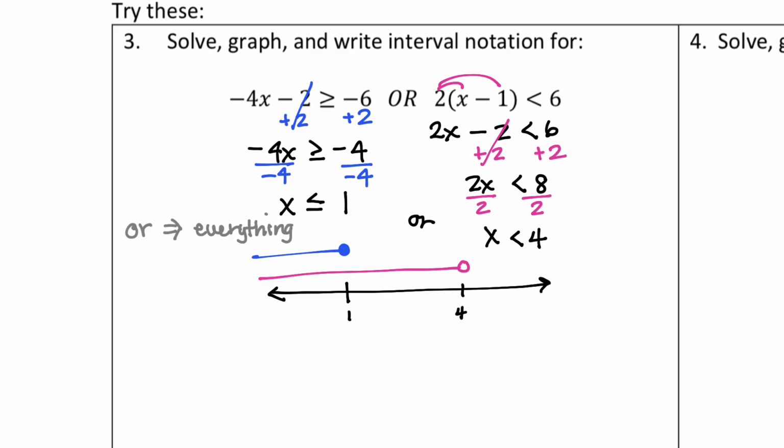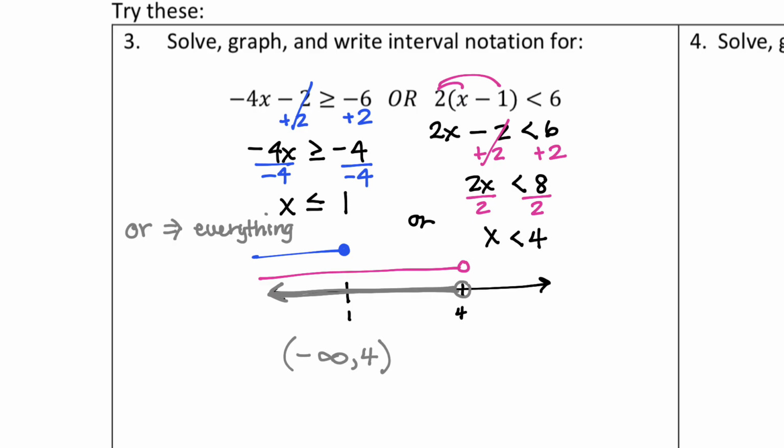Okay, so we don't really need the blue one. We just need the pink one, because I'm going to make that a little bit better to see. Here we go, open circle and to the left, because from 1 and to the left is already covered. There's 1 and to the left. Okay, so the answer is negative infinity to positive 4, open parenthesis at negative infinity, and an open parenthesis at positive 4.